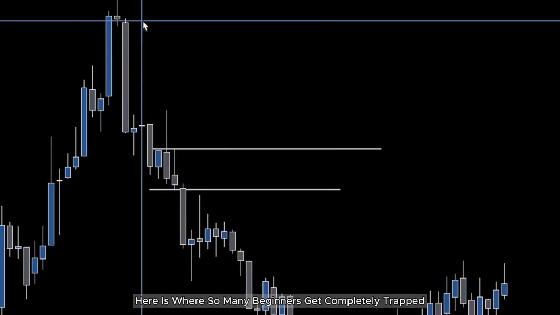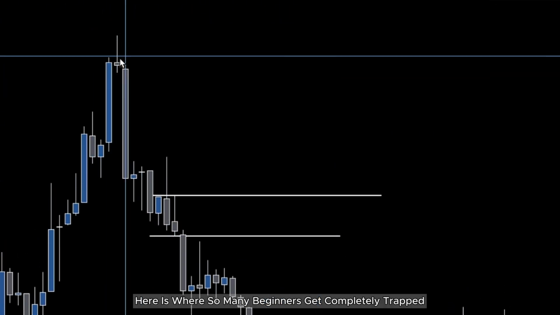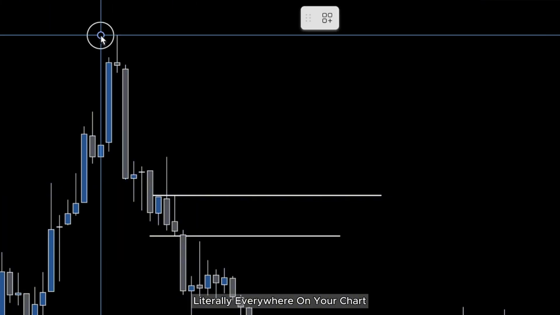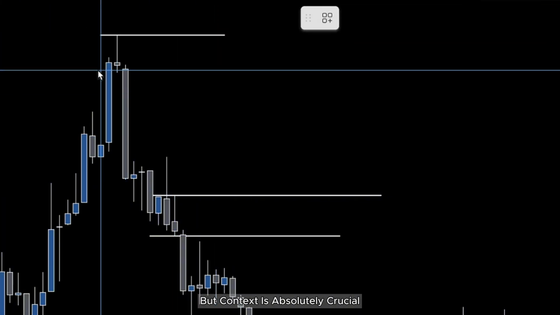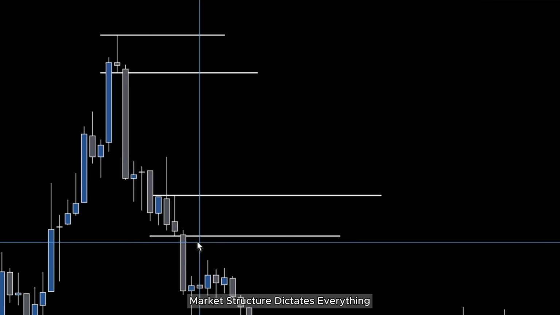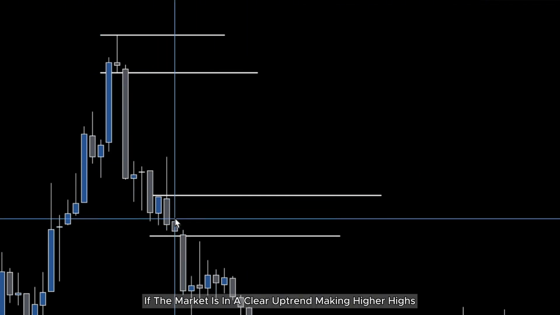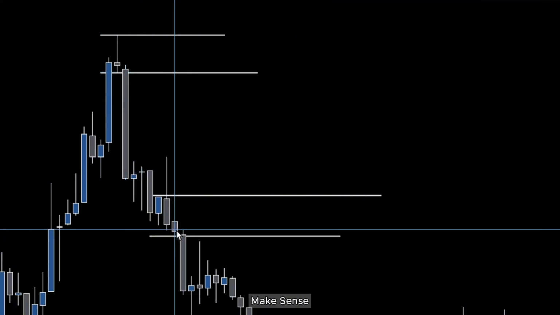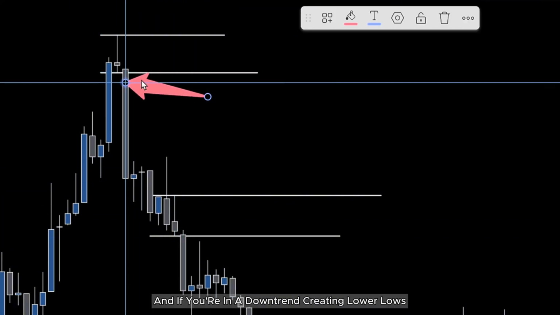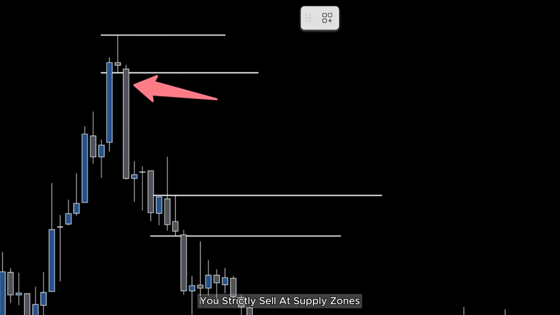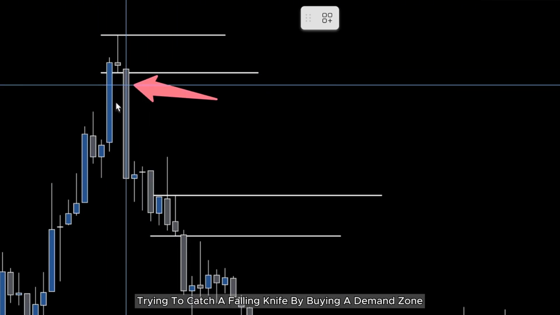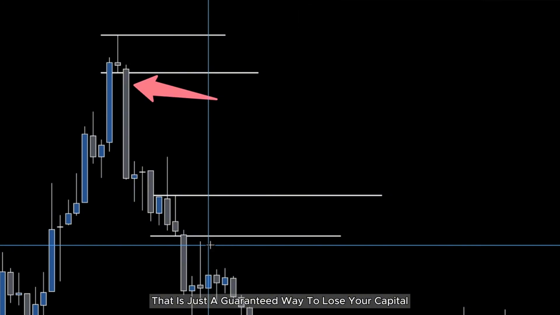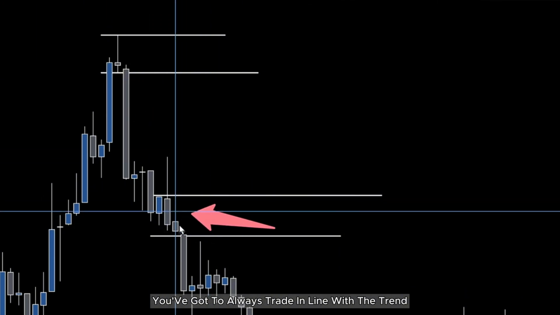But okay, here is where so many beginners get completely trapped. You're going to start seeing these zones literally everywhere on your chart. But context is absolutely crucial. Market structure dictates everything. If the market is in a clear uptrend, making higher highs, you should only be looking to buy at demand zones. Make sense? And if you're in a downtrend, creating lower lows, you strictly sell at supply zones. Trying to catch a falling knife by buying a demand zone during a massive downtrend is just a guaranteed way to lose your capital. You gotta always trade in line with the trend.